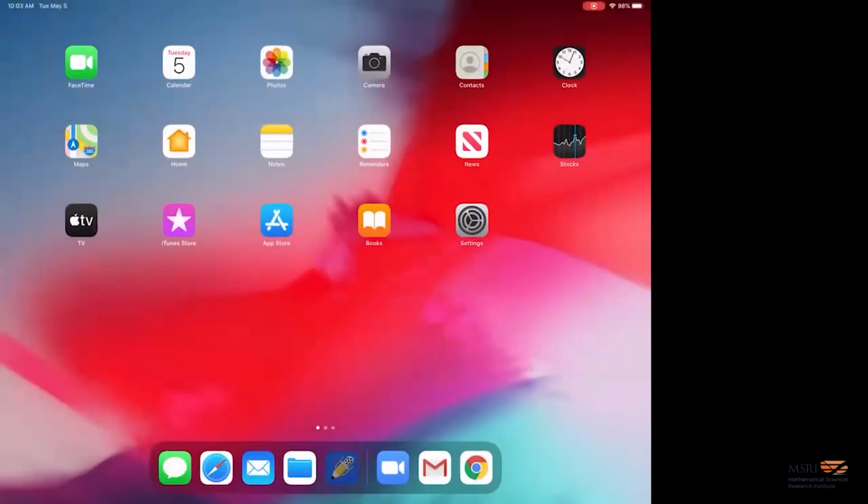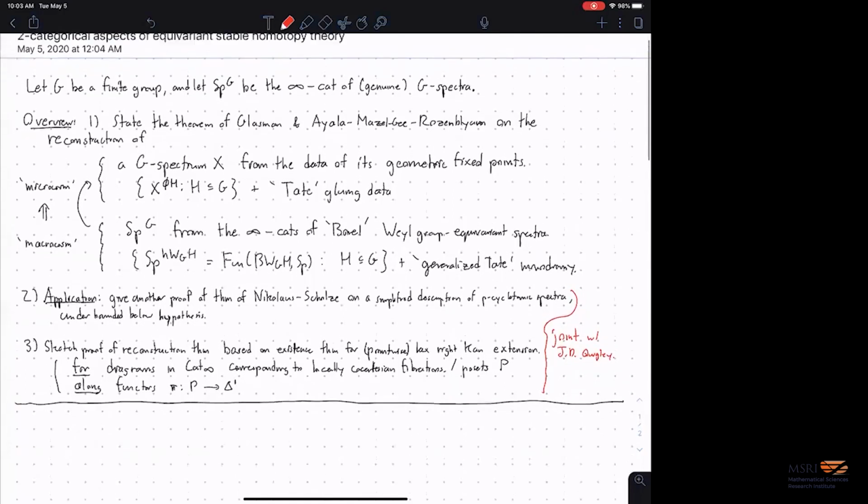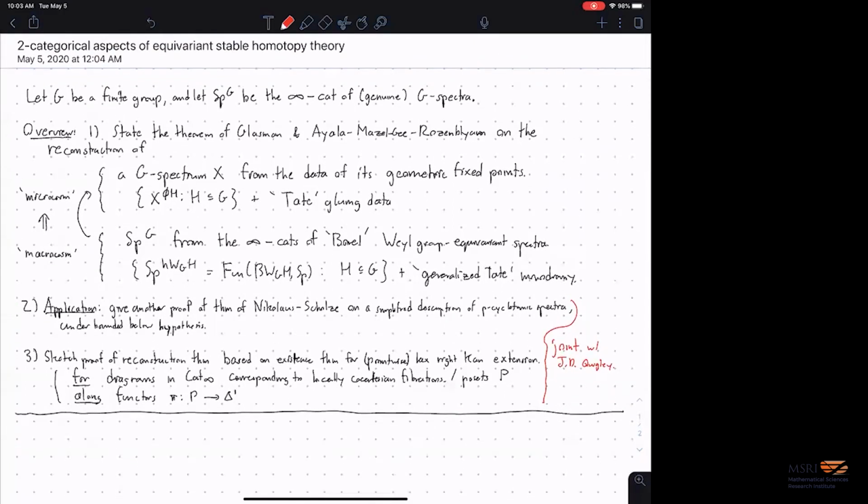So I will be writing on my iPad, so I'll disable my video feed. You all should be able to see the Notability, and I will first give an overview of my talk. Let G be a finite group, and let SpG denote the infinity category of genuine G-spectra. I'll go over this in a moment if you haven't seen this before.